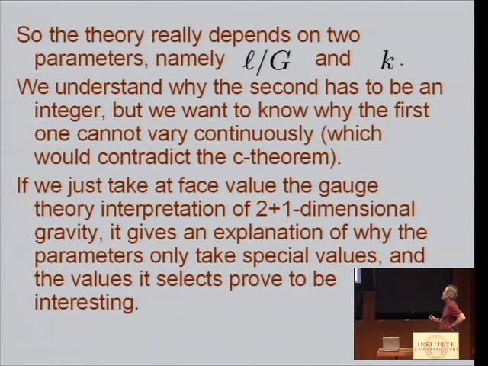Well, so k is a Chern-Simons coupling, but in the gauge theory approach to gravity, L over G is a Chern-Simons coupling also. So we already understand that k is quantized, and we're just going to quantize L over G by interpreting it as another Chern-Simons coupling, just like k.